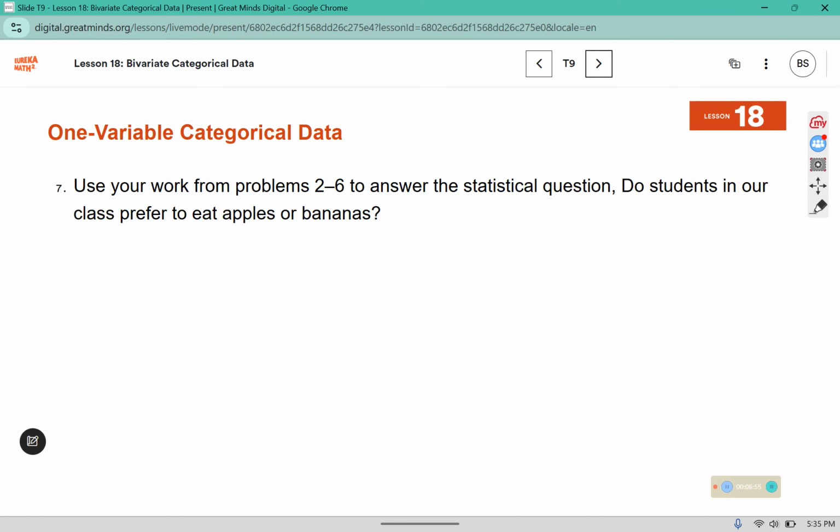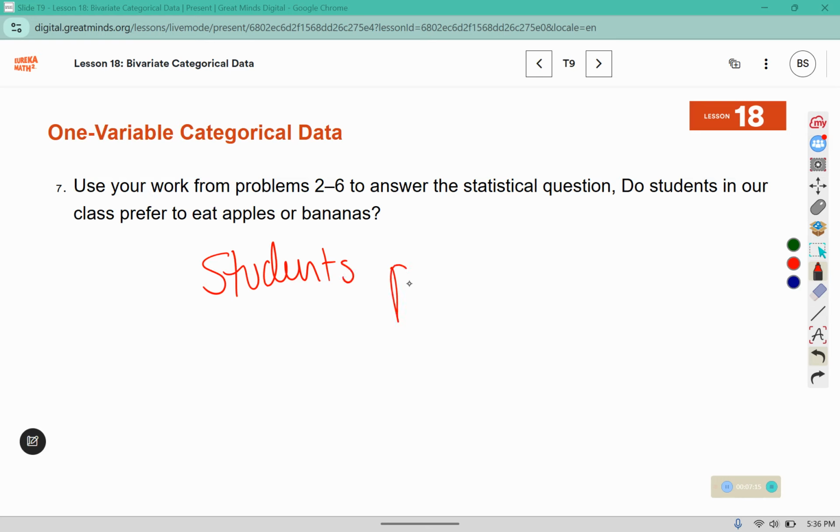Use your work from problems 2 through 6 to answer the statistical question. Do students in our class prefer to eat apples or bananas? Since the apples have a higher frequency and a higher percentage, we will say that students prefer to eat apples. If the data from your class is different, make sure that you use your results.